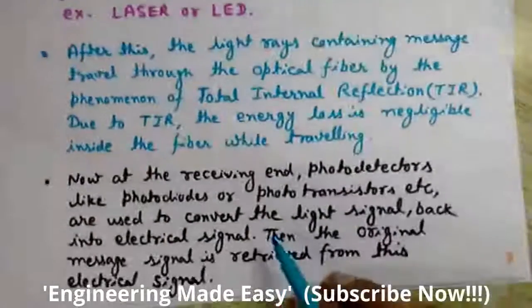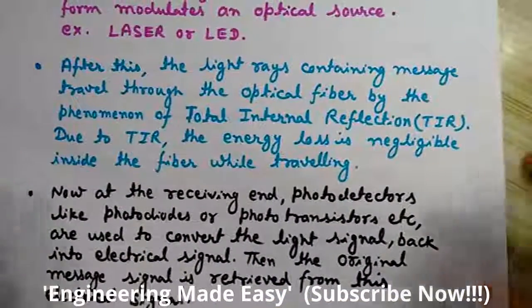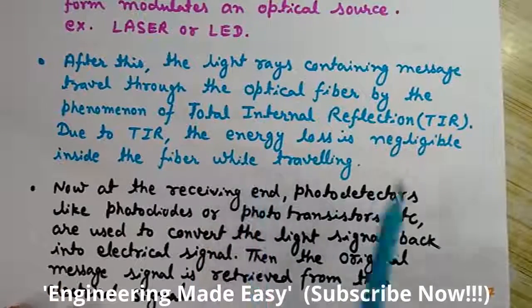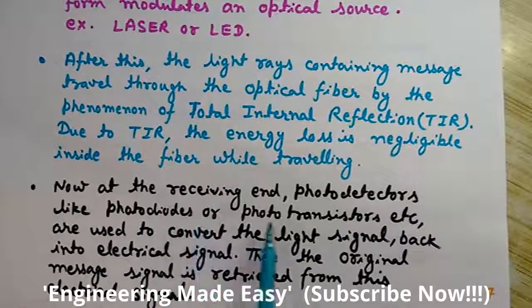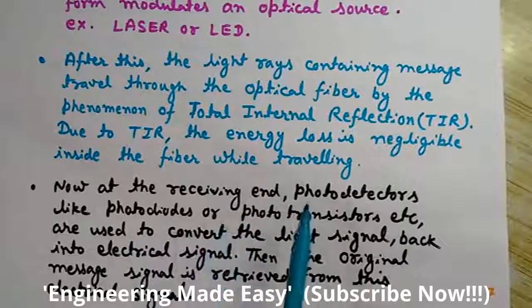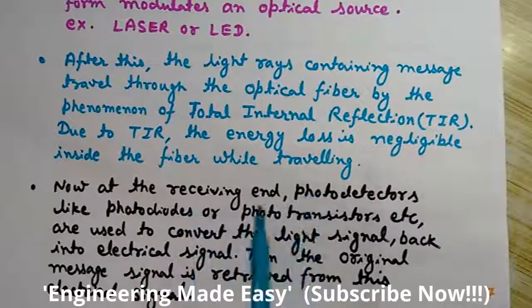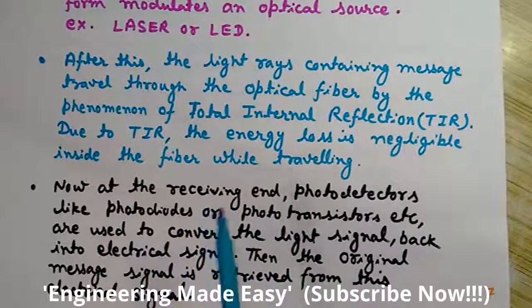Now at the receiving end, the photodetectors like photodiodes or phototransistors, etc., are used to convert the light signal back into the electrical signal. At the receiving end, since we have the light rays, we need some mechanism to first, since we want to retrieve our electrical signal back, convert these light rays, this light energy, into electrical.